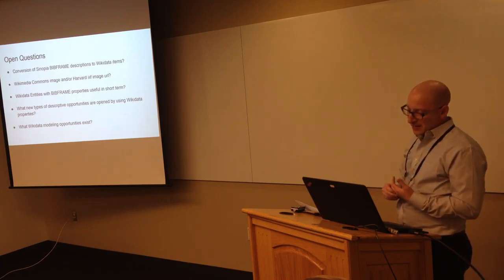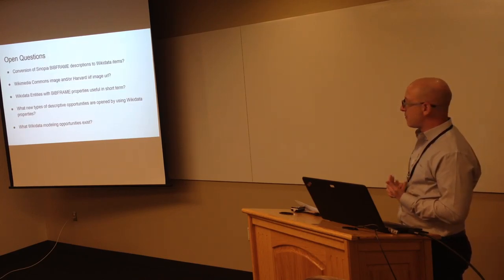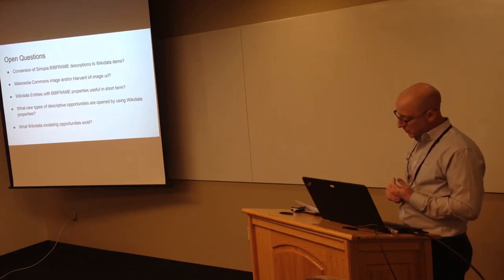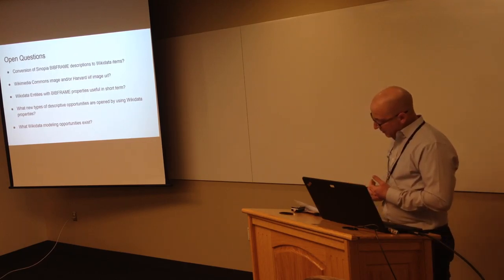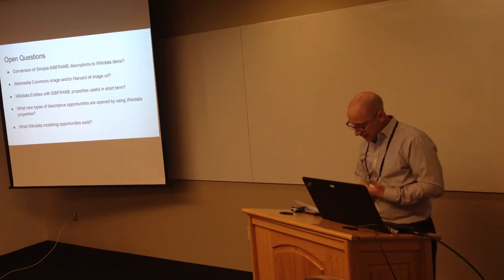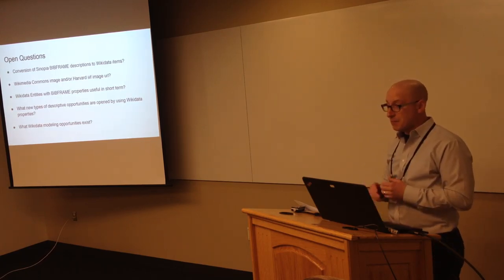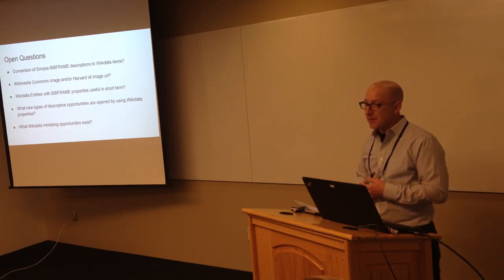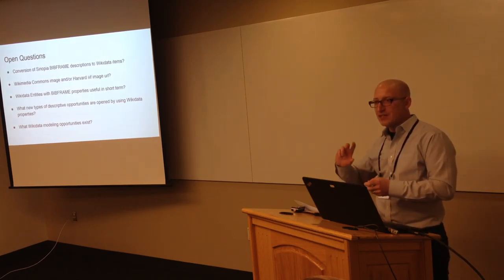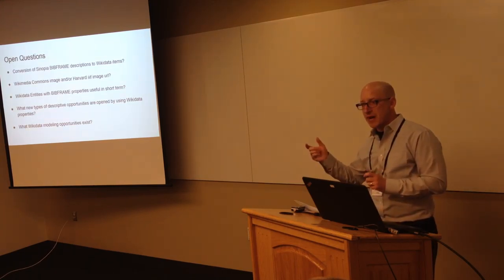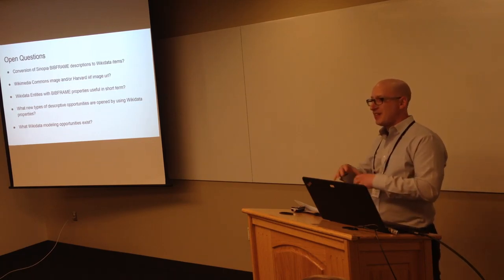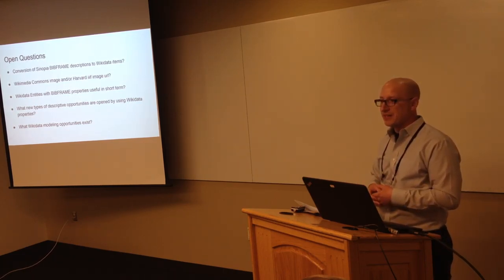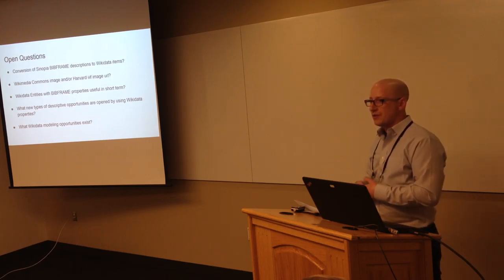We want to evaluate whether using Wikidata entities with BibFrame properties is actually useful in the short term. We want to evaluate the types of descriptive opportunities that are opened by using Wikidata properties. I'm excited by the depicts property, which is a slight twist on what we're doing with subject headings with maps. We don't always say what's depicted on a map. If there's an image in the margin, we can use that to our advantage. Something that used to exist in notes becomes an object.